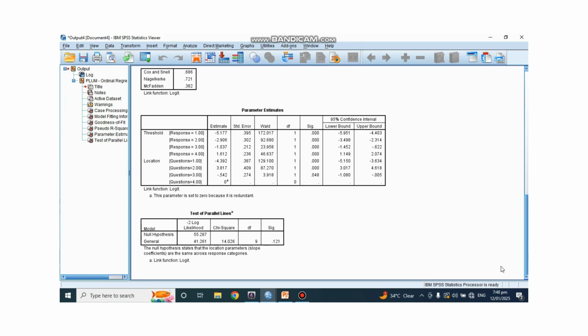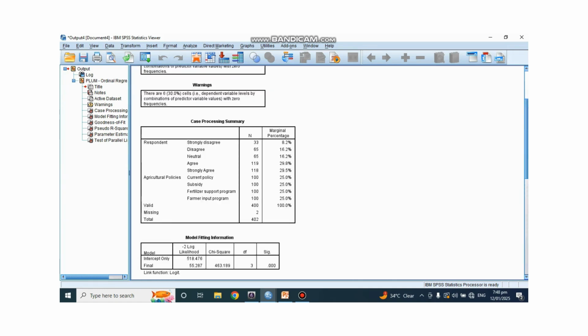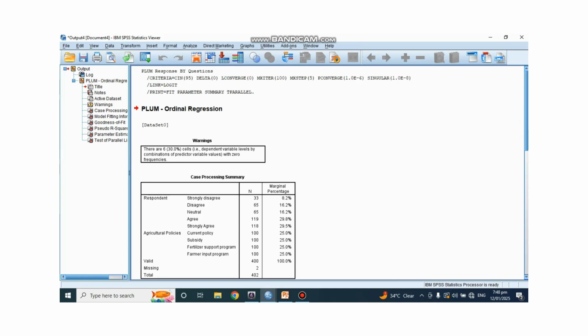So these are the results we got from our ordinal regression. Based on this result, we can give a final conclusion for the hypothesis we stated earlier, that agricultural policy has an impact on the market price of maize. From the model, we can see that different agricultural policies significantly influence the market price of maize, as evidenced by the significance of the parameter estimates for all questions except the reference category.